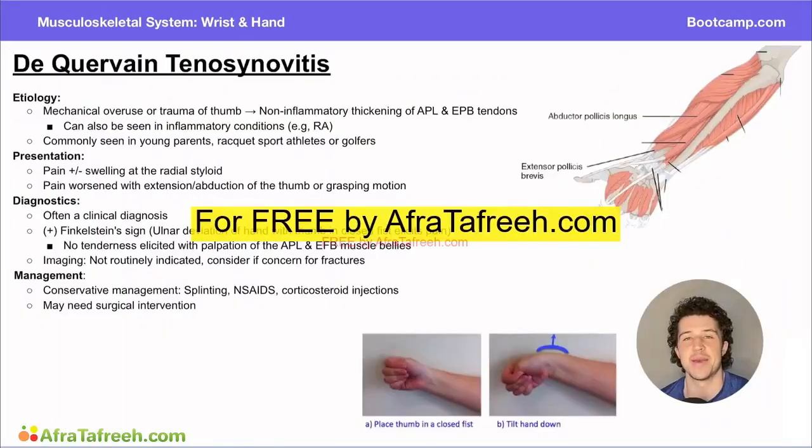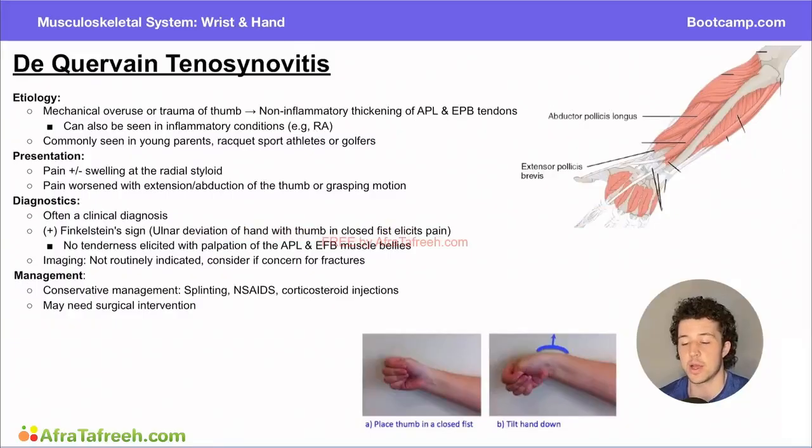Howdy, everybody. Welcome back to MSK. My name is Jonathan, and today we will be talking about de Quervain tenosynovitis. So let's get into it.